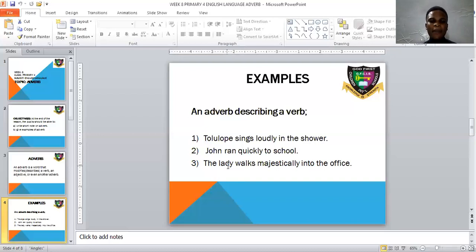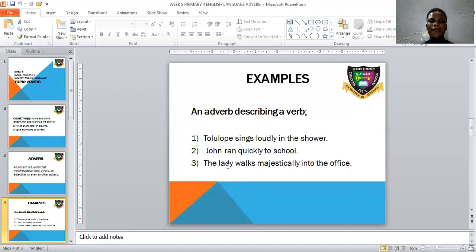Now, the adverb there is what? Is majestically. That is, the lady walks majestically into the what? The office. The word majestically is trying to describe how the lady walks into the what? Into the office. That is, she walks majestically. She walks slowly. She walks very slowly into the what? Into the office. She did not just bag into the office or just run into the office or walk fast into the office. She walks majestically in a very, very interesting manner. Is that taken? Good.